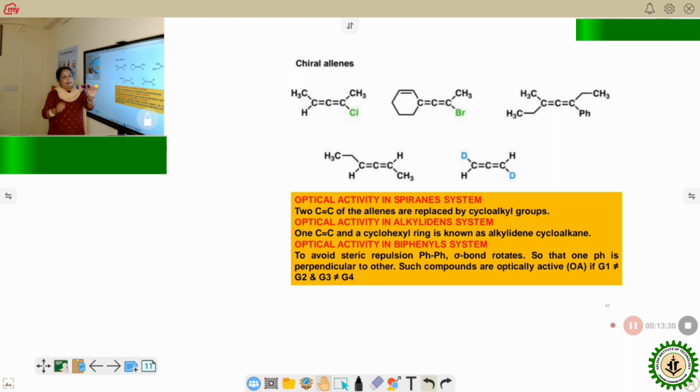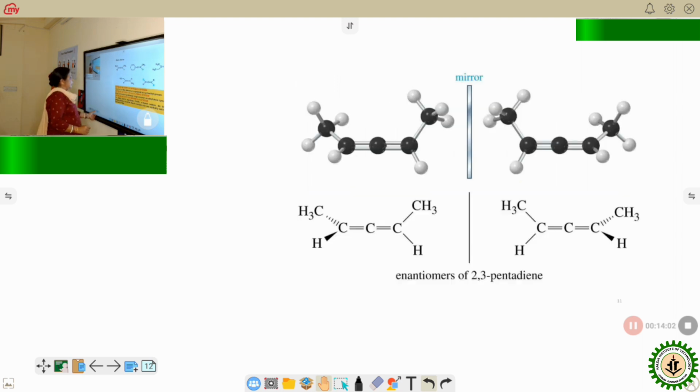But if there are two double bonds, the one pi bond and the other pi bond are perpendicular to each other in this compound. So it behaves like a chiral compound, meaning it generates molecular chirality and the molecule generates a non-superimposable mirror image compound. So this substituted allene is an example of an optically active compound, and they are enantiomers.